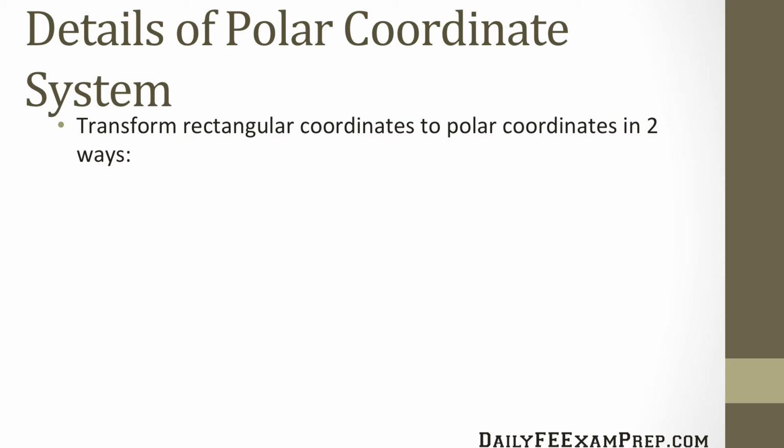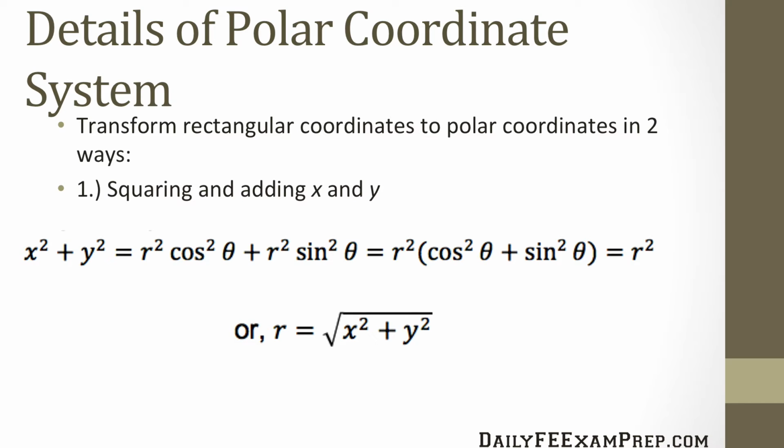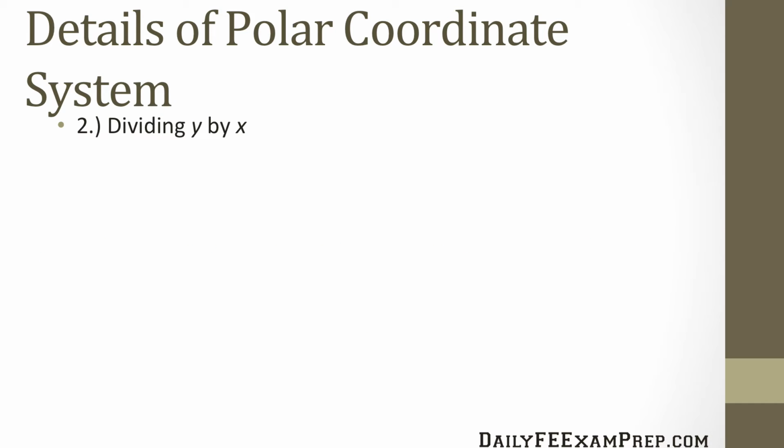So we can transform rectangular coordinates to polar coordinates in two ways. One, by squaring and adding x and y, shown here, which is x squared plus y squared equals r squared cosine squared theta plus r squared sine squared theta, which is equal to r squared times cosine squared theta plus sine squared theta, and that equals r squared, or r is equal to simply the square root of x squared plus y squared. Or we can also do it by dividing y by x.